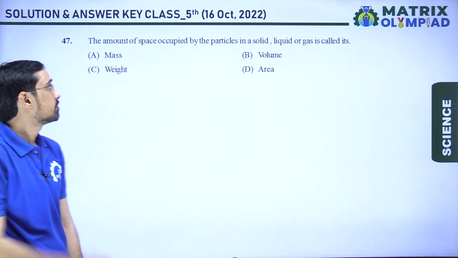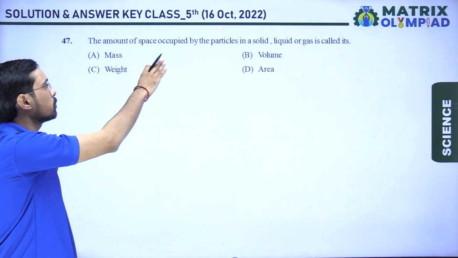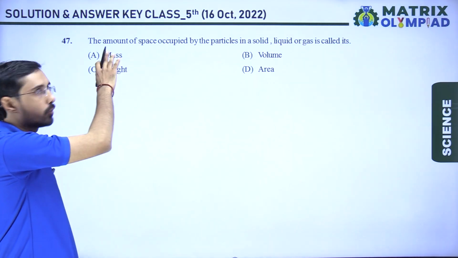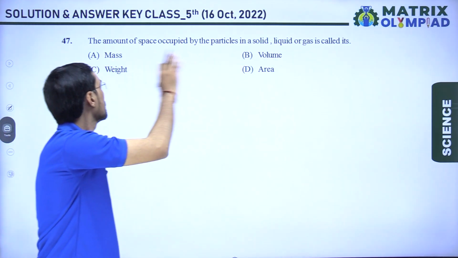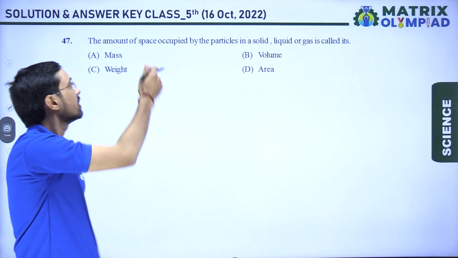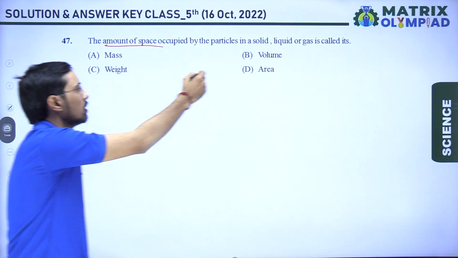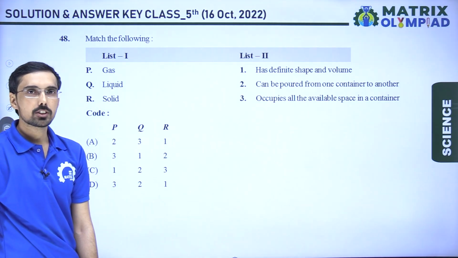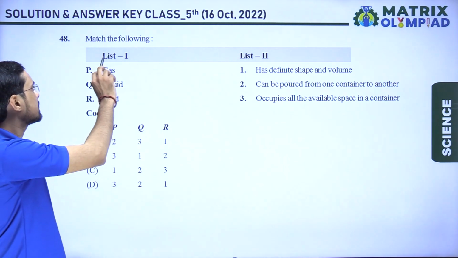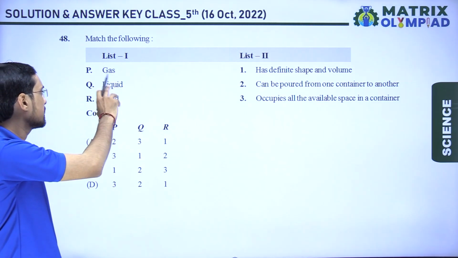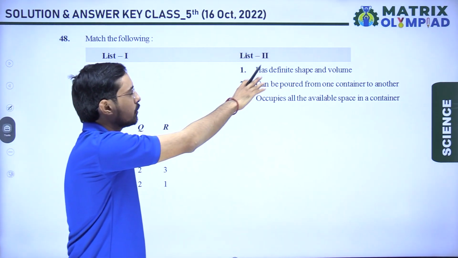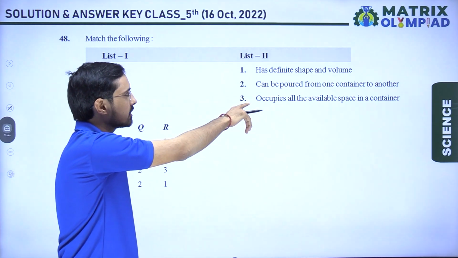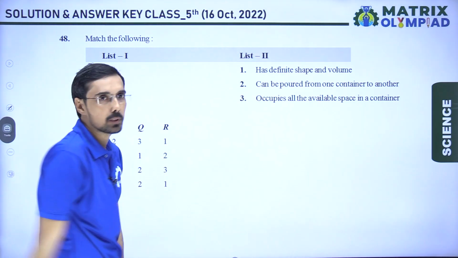Next question is, the amount of space occupied by the particles in solid, liquid, or gas is called. First is mass, second is volume, third is weight, and last is area. Space occupied is known as volume. So the correct answer is volume. Next question is, match the following. List 1 is given gas, liquid, and solid. Next is has definite shape and volume. Can be poured from one container to another. Next is occupies all the available spaces in matter.